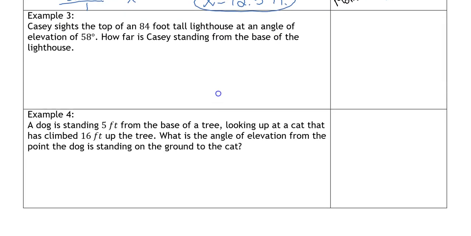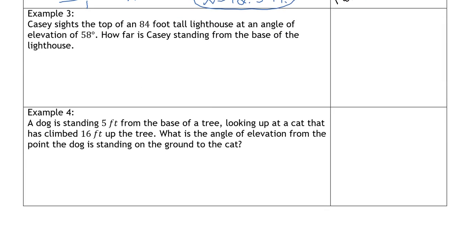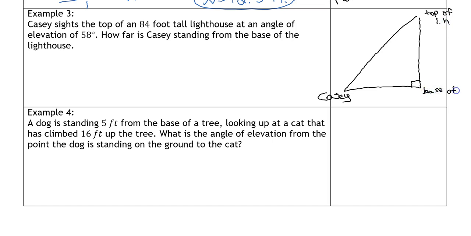All right, looking at example 3, KC sights the top of an 84-foot tall lighthouse at an angle of elevation of 58 degrees. How far is KC standing from the base of the lighthouse? So our lovely picture, right? Drawing our triangle. Okay, so KC is over here. Then I have the top of the lighthouse, right? We'll call it LH for lighthouse, and the base of the lighthouse. Base just means bottom.